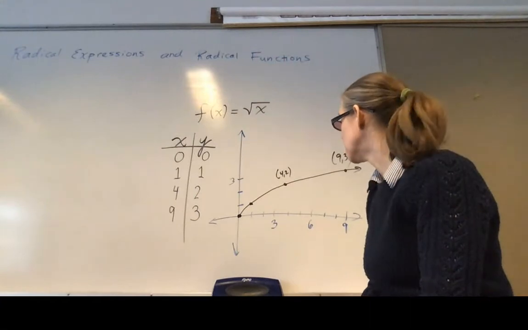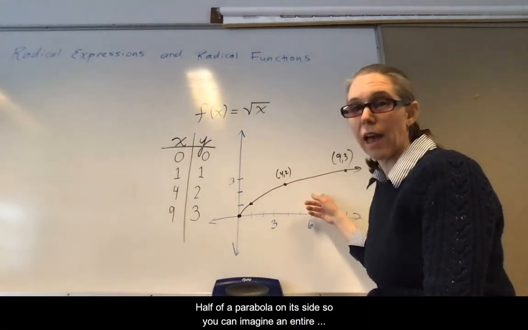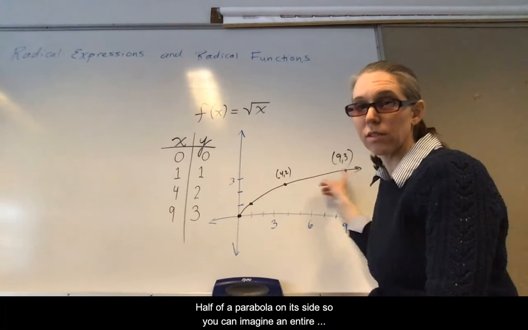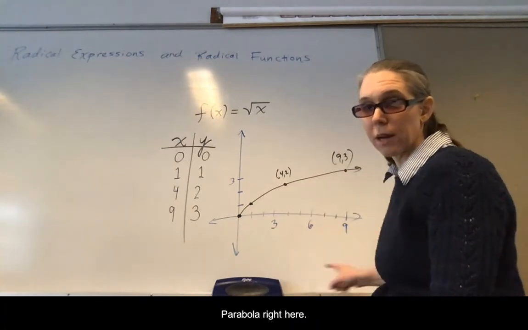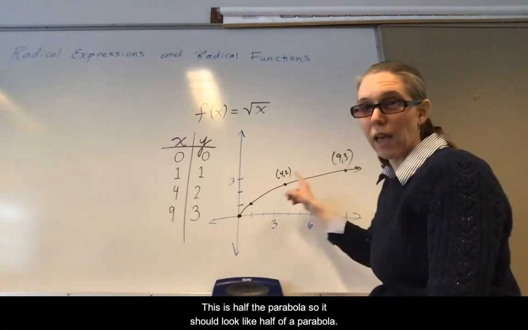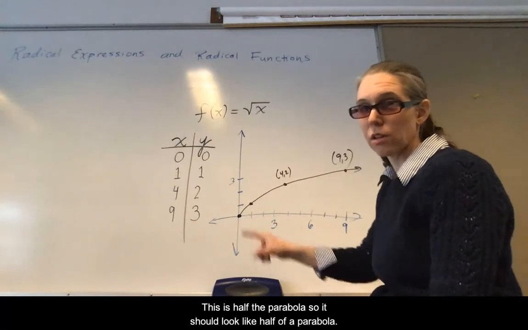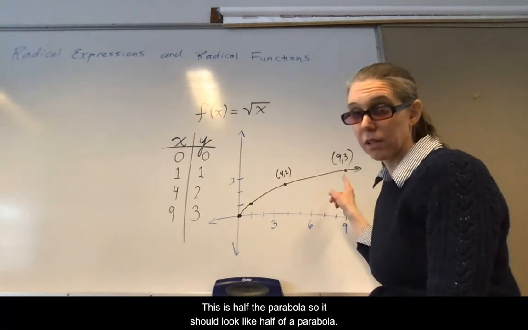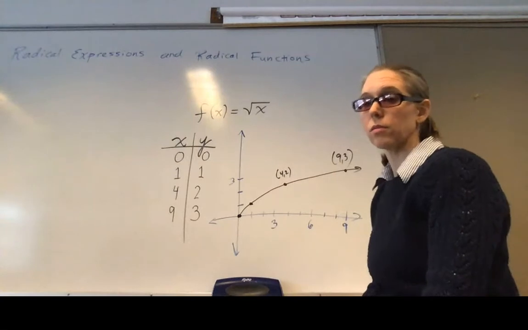The other thing you want to notice is that this graph is half of a parabola on its side. So you can imagine an entire parabola right here. This is half of the parabola. So it should look like half of a parabola tipped over on its side. That's what it looks like.